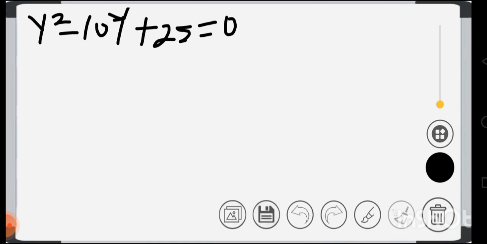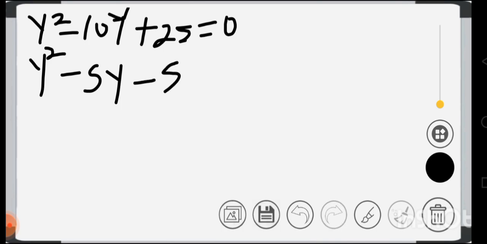So let's go. I have y squared minus 5. We'll now put minus 5 here. We're going to use those two numbers now. That will multiply, the answer becomes plus 25. If you add them, the answer becomes minus 10. The answer is minus 5 again, and minus 5 is minus 10. You can see it. But it must also satisfy that if you multiply them, the answer becomes plus 25. Then plus 25 equals 0.